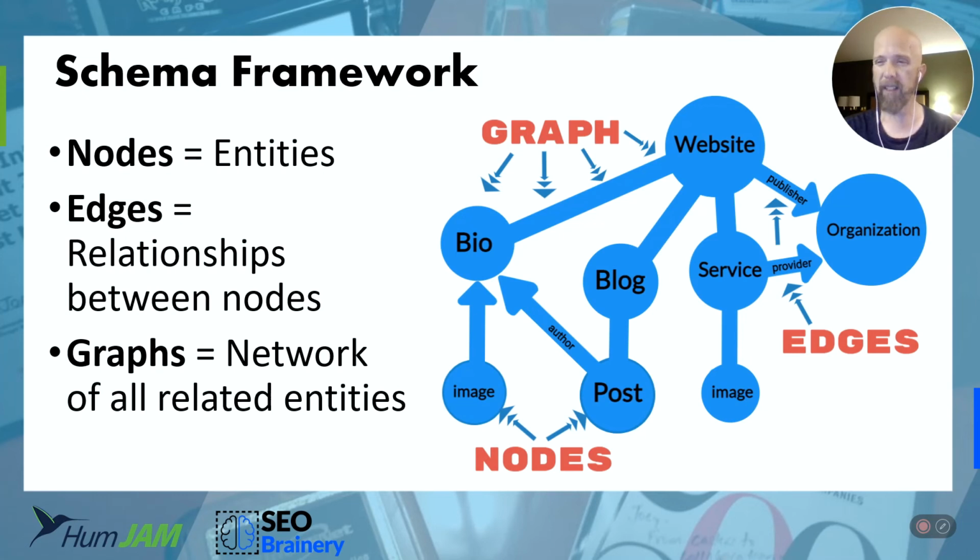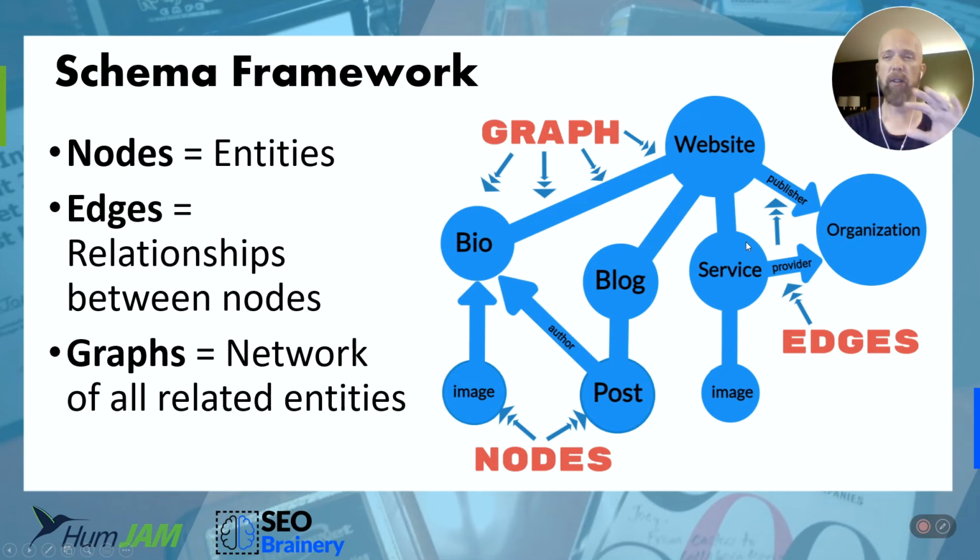Now, this is kind of the framework, okay? I know this is heady, and you don't really have to implement this part of it, but this is to give you a mental structure of how it is. So nodes are entities, like here you see a website, a service, a blog, these are all entities. Then edges are basically those relationships, okay? And they're like publisher, so a website has an organization attached to it, so that's the publisher of the website. A service is provided by the organization.